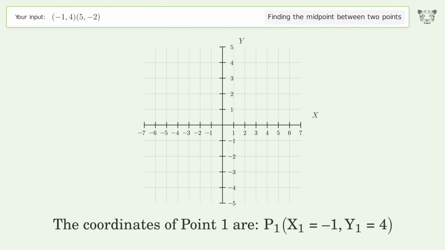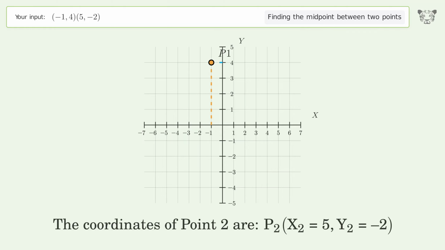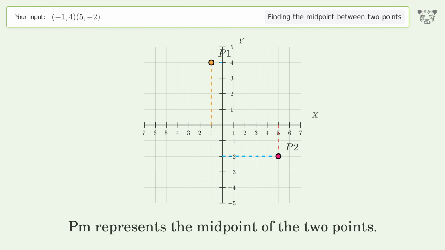The coordinates of point 1 are, x1 equals -1, y1 equals 4. The coordinates of point 2 are, x2 equals 5, y2 equals -2. PM represents the midpoint of the 2 points.